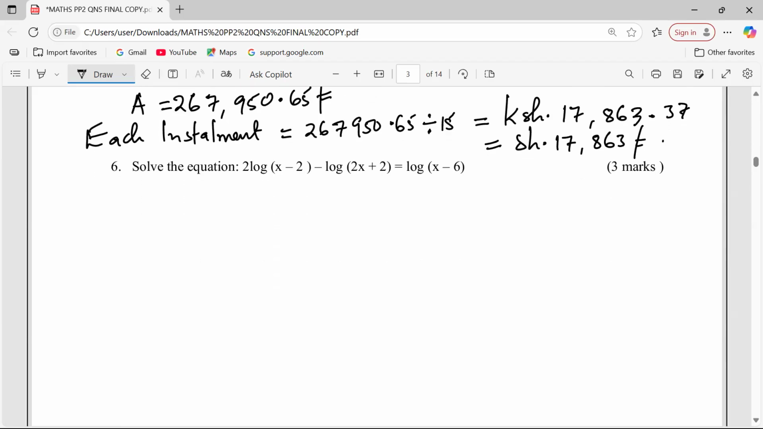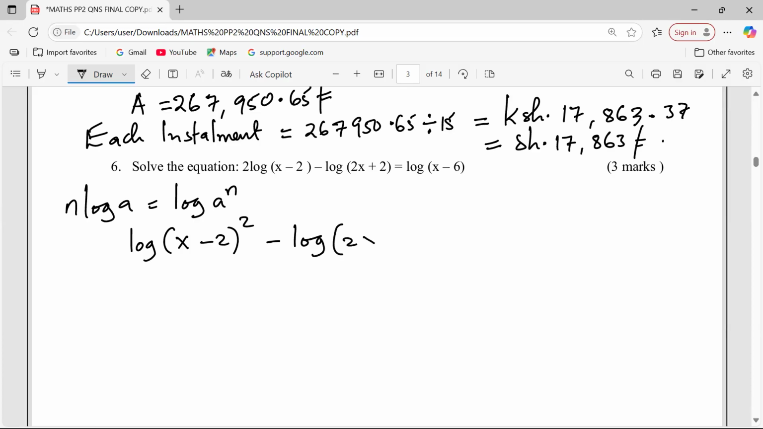Look at number 6. Solve the equation 2 log(x minus 2) minus log(2x plus 2) equals log(x minus 6). Let's apply some laws of indices. We know that n log a is the same as log a raised to n. N becomes a power. So log(x minus 2) now becomes squared, minus log(2x plus 2) equals log(x minus 6).